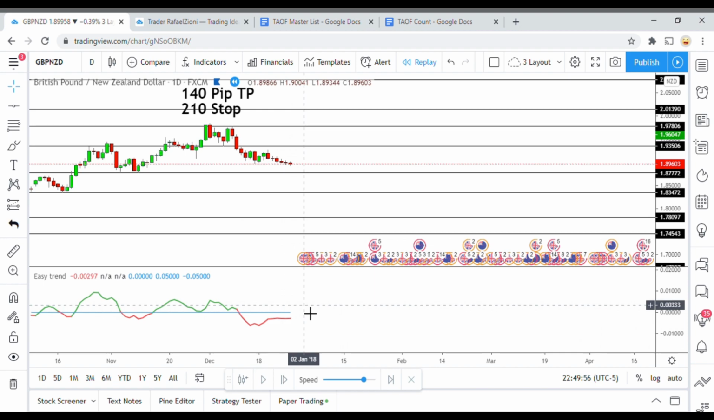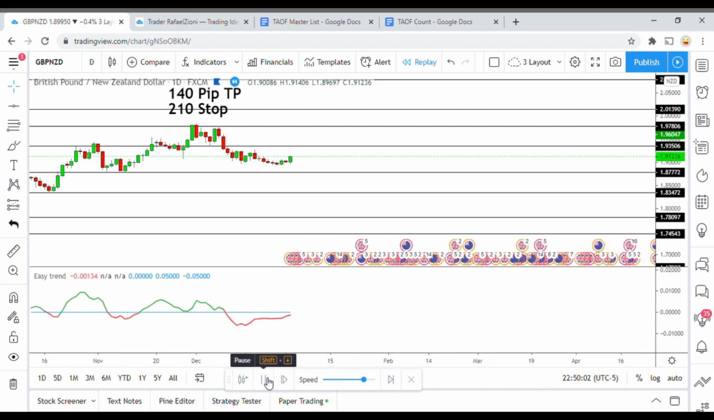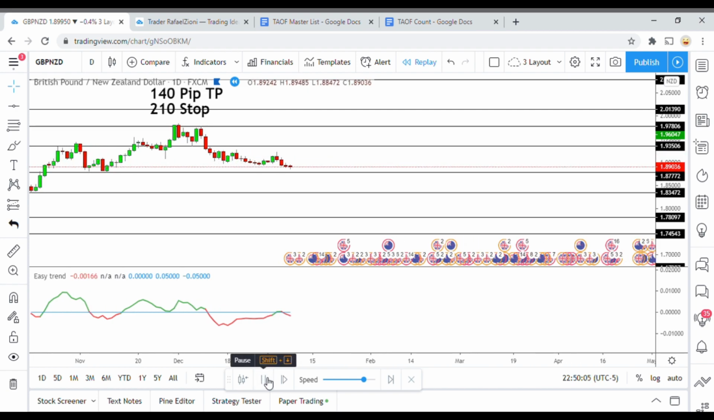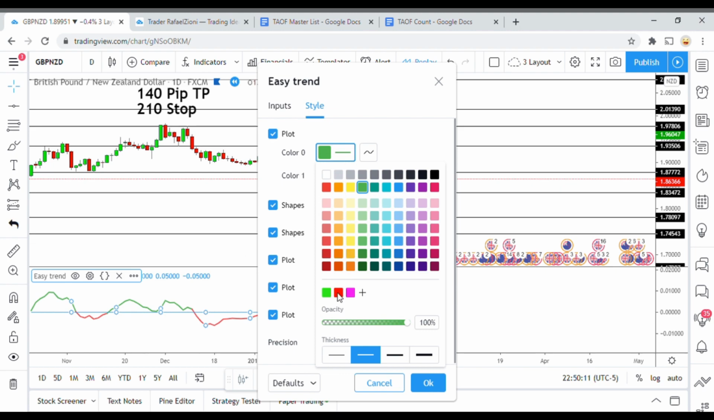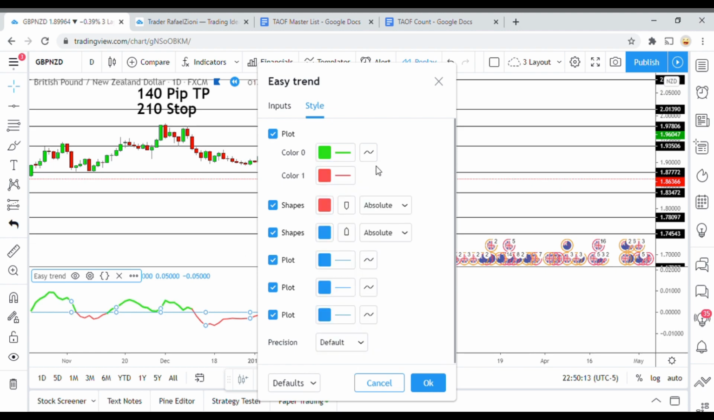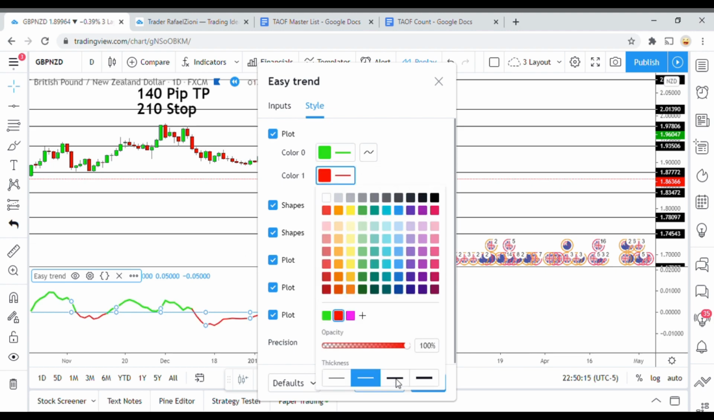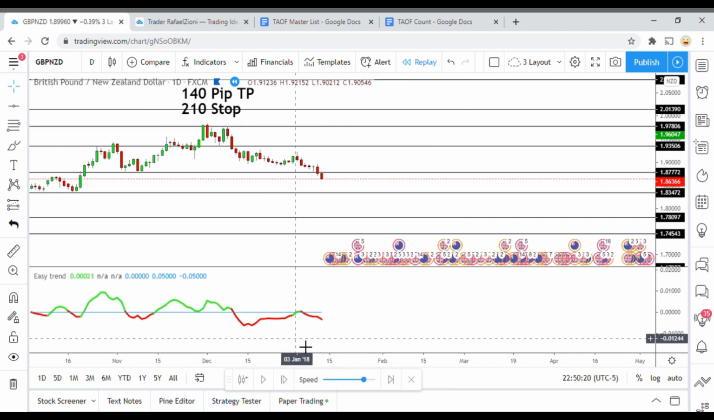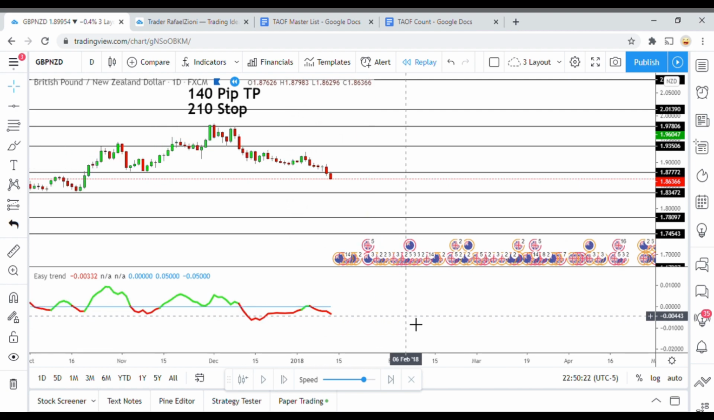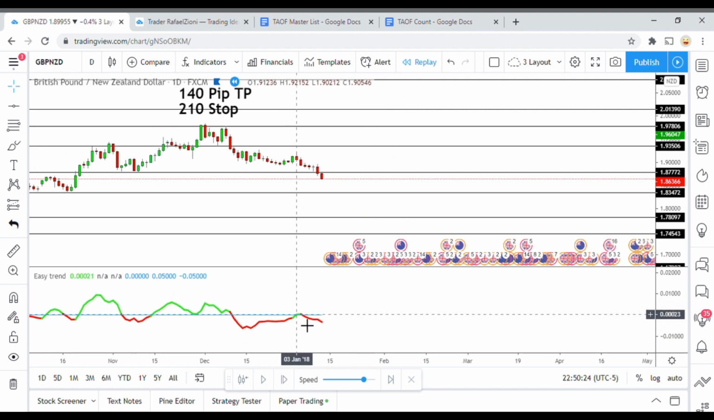Again, when it's green, we're going to go long. When it's red, we're going to go short. And we'll keep an eye on price action and market structure to see what it does as our indicator is giving us these signals as well. I'm going to bump up the line weight and change the color of the indicator a little bit. There we go, a little easier to see on screen.